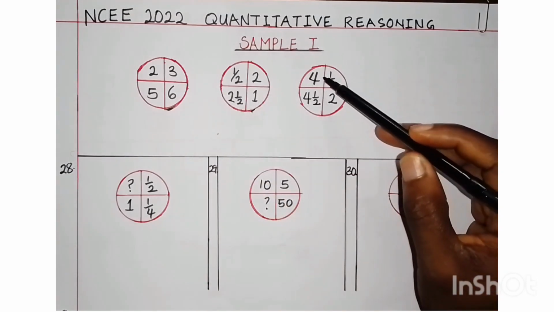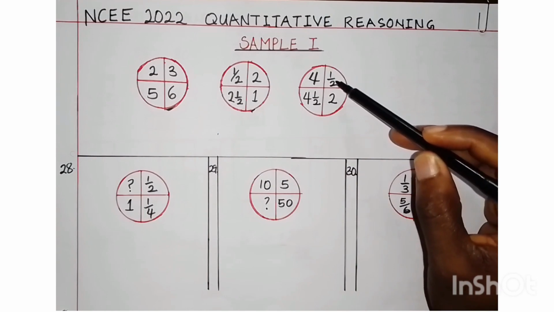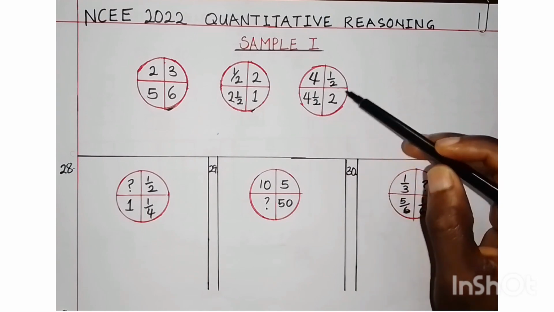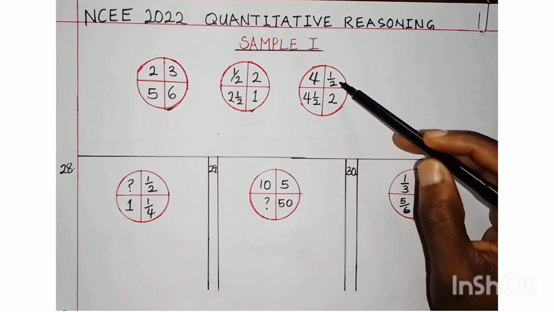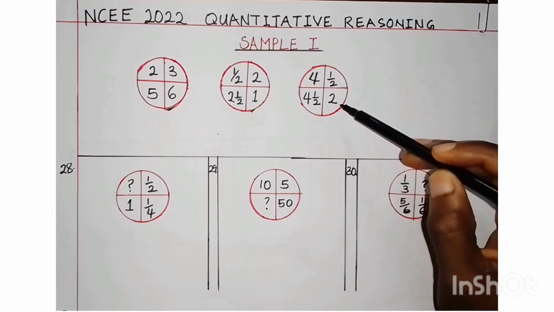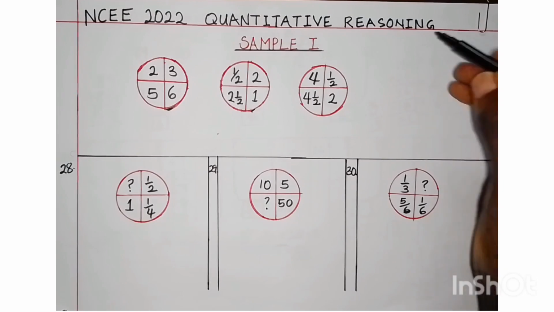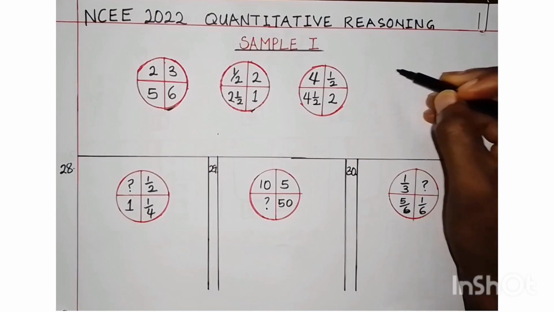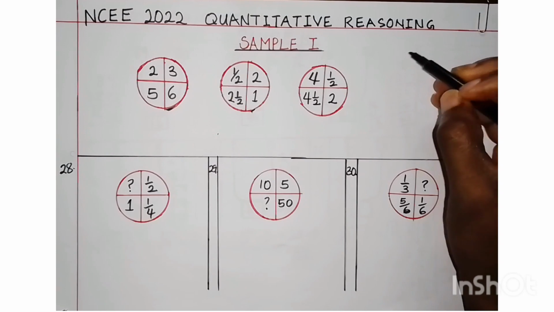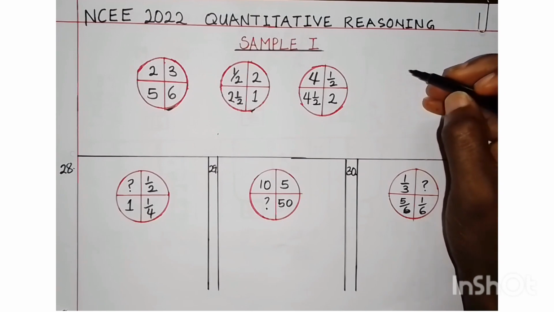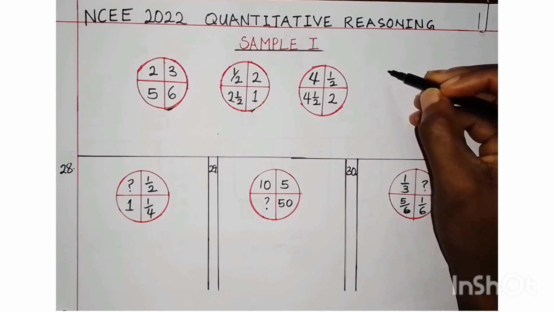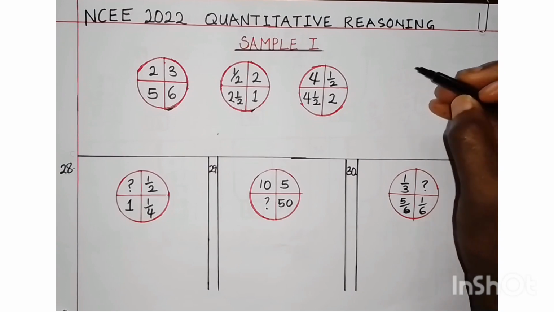So let's check here too. 4 plus half is 4 and a half. Then 4 times half is 2, because half of 4 is 2. So this is simple and confirmed. We'll just go ahead. Remember, during your exam, you do not have enough time to waste. You have a few seconds to analyze and attempt your questions.